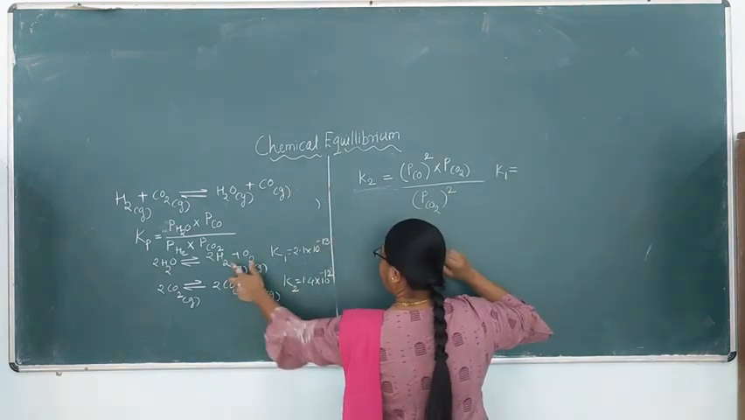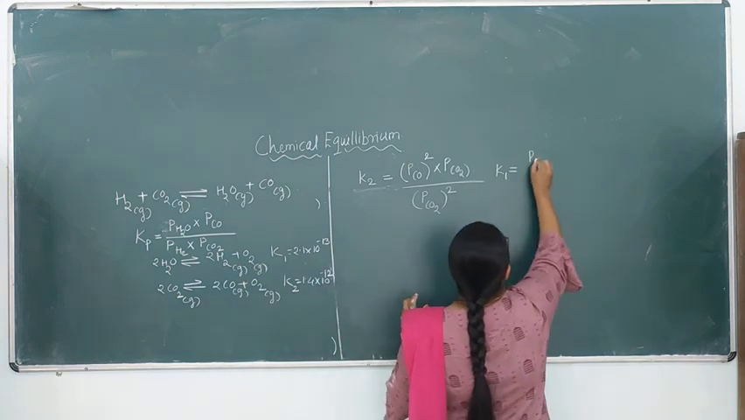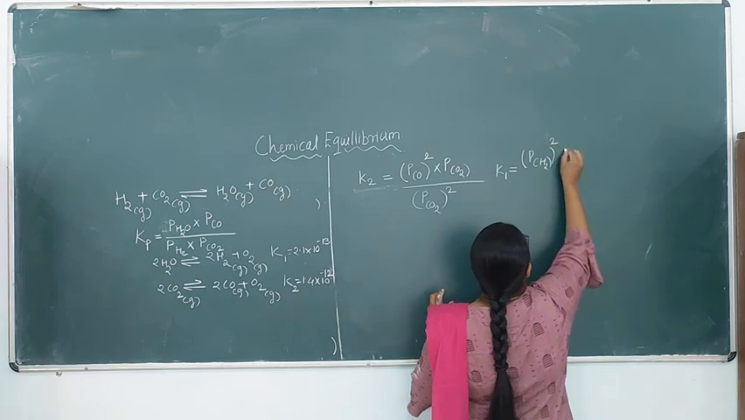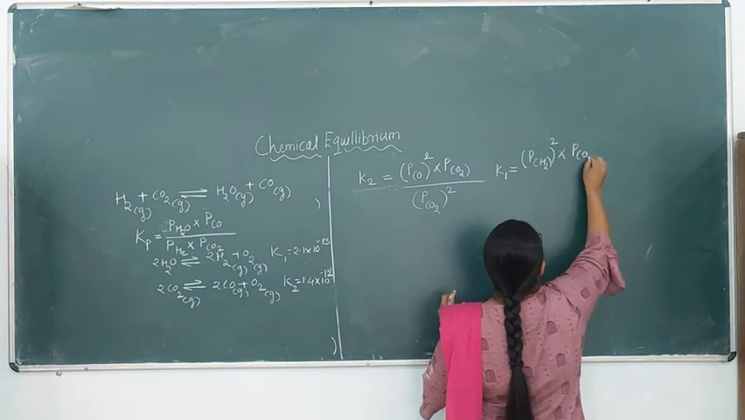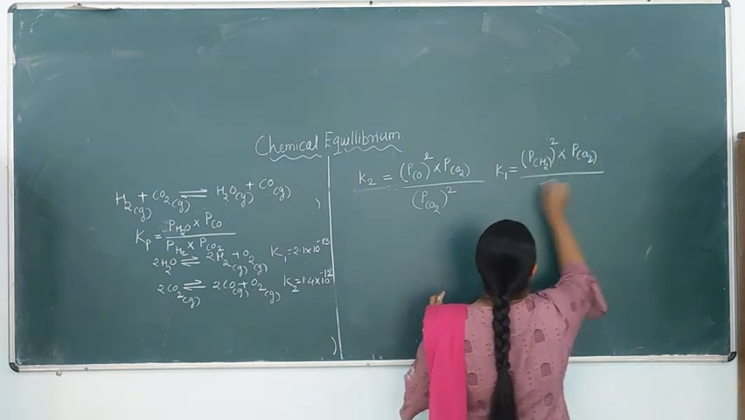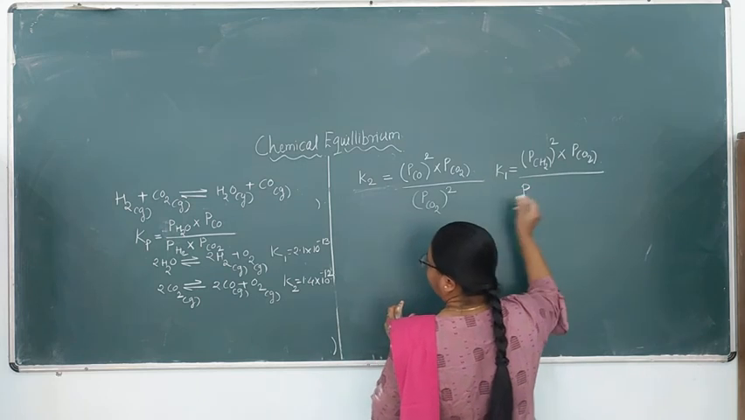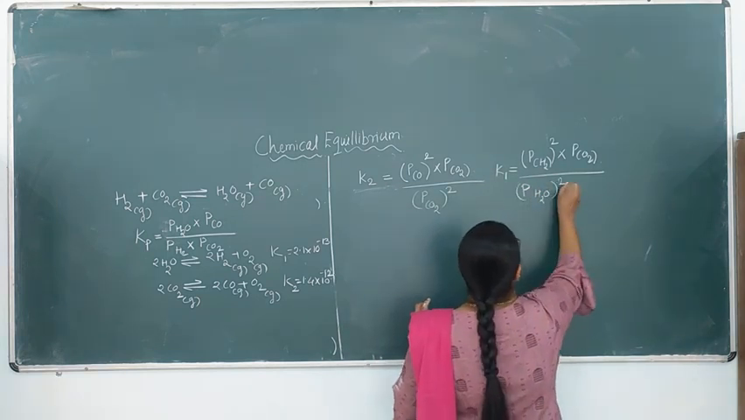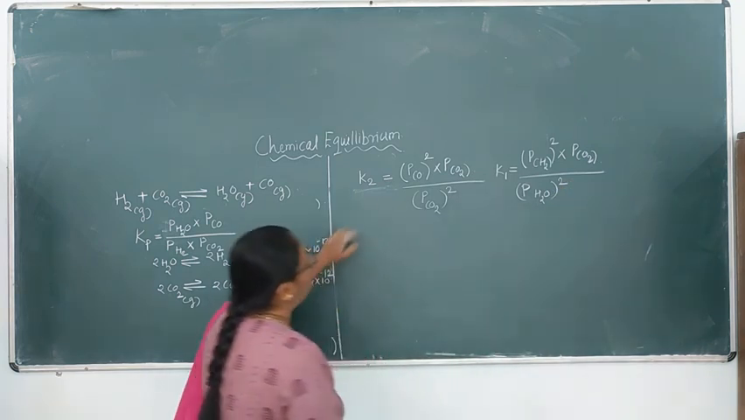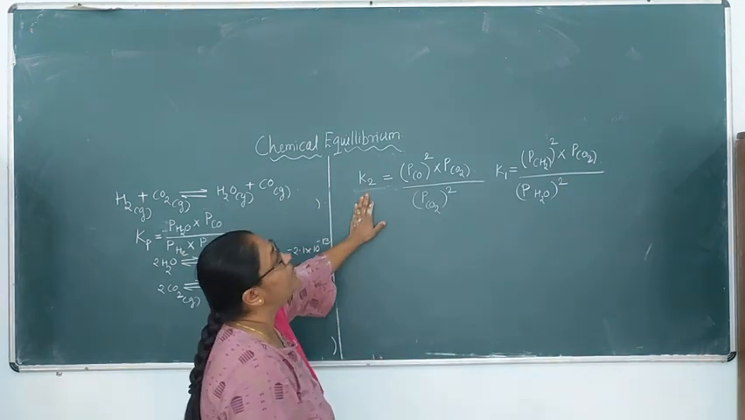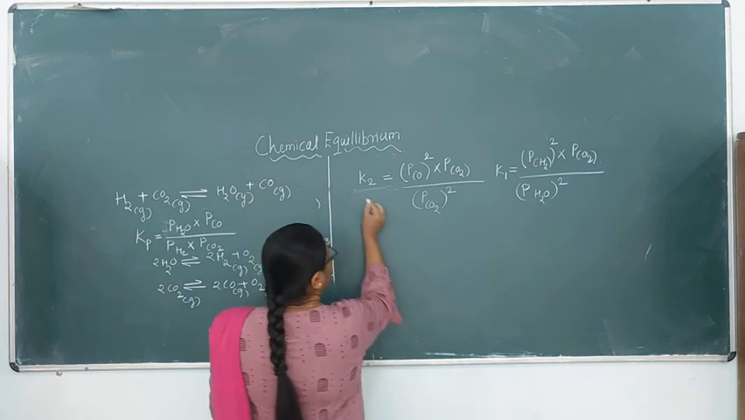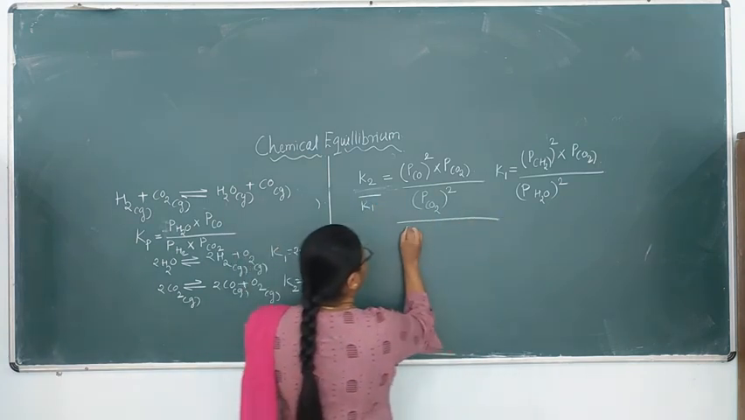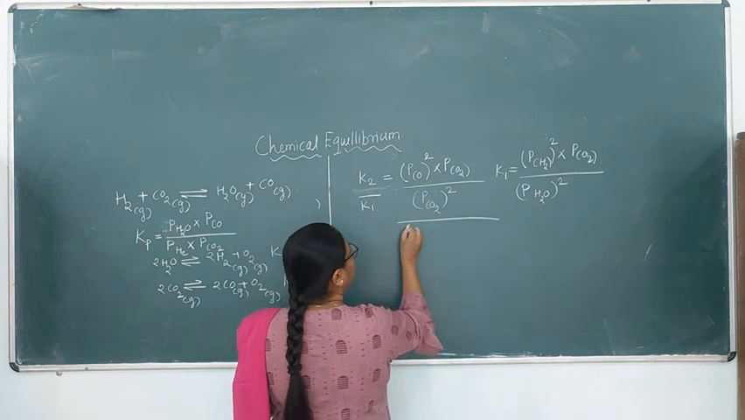K1 is nothing but partial pressure of hydrogen raised to 2 into partial pressure of oxygen divided by partial pressure of water raised to 2. Now I am going to take K2 by K1. So here only I am taking K2 by K1. I am just substituting K1 here.